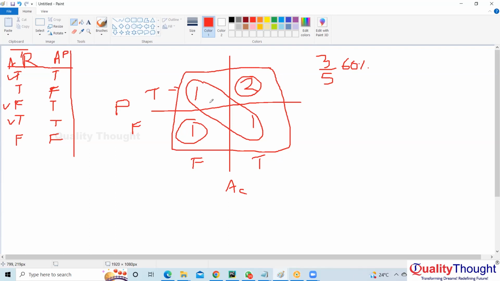Now, predicted no and actual no is called true negative. So we use two kinds of values. One is true and false, and then negative and positive. Negative and positive is based on your prediction.